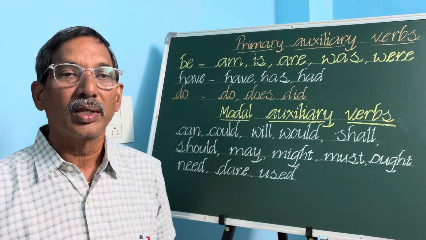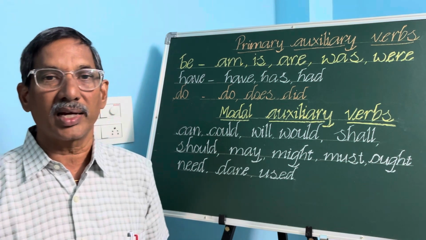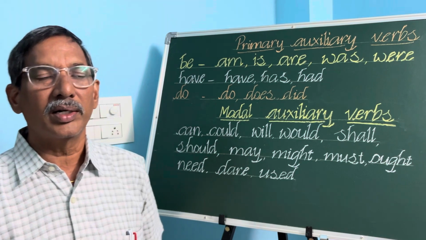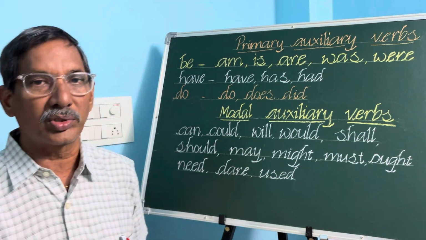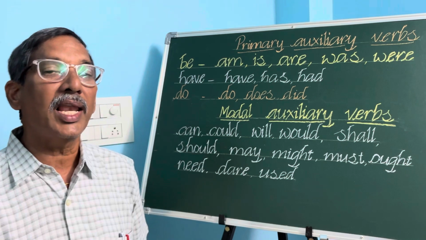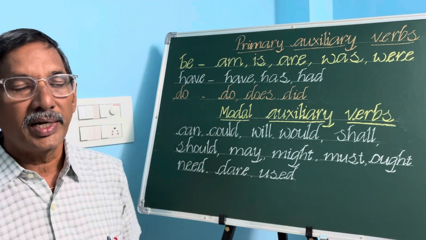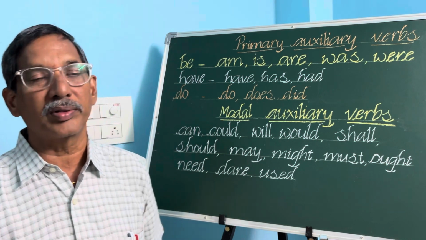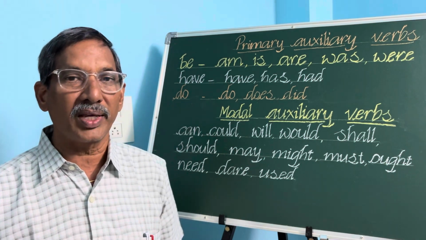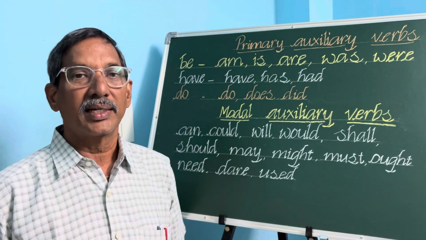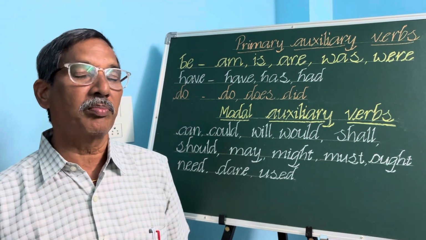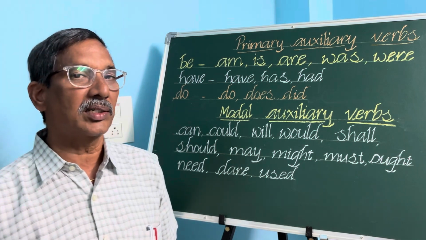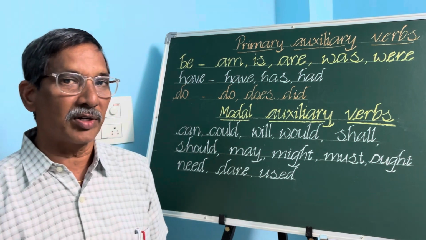In Telugu, we call it Sahayaka Kriya. So the name itself denotes that it helps the main verb. How does it help the main verb? In what way? In what sense does a helping verb help the main verb? Let us see. Let us see the auxiliary verbs first.